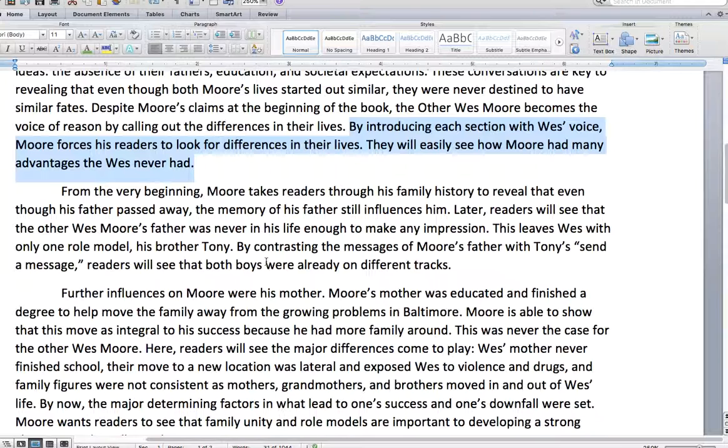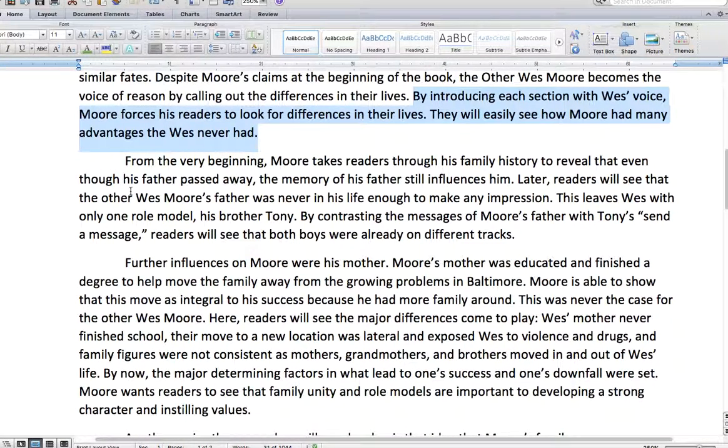I'm telling you how the book works in my second paragraph. Third paragraph: from the very beginning, Moore takes readers through his family's history to reveal that even though his father passed away, the memory of his father still influences him. Later, readers will see that the other Wes Moore's father was never in his life enough to make any impression.